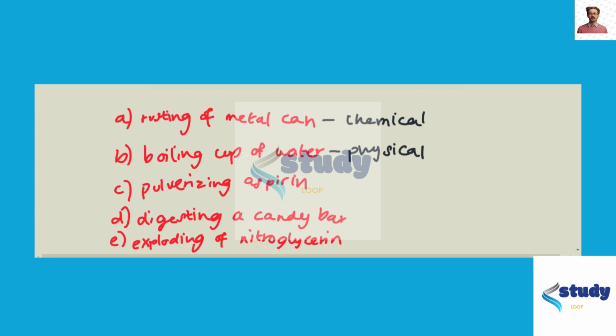Moving on to pulverizing an aspirin, I encourage you to pause the video and think about this one. Pulverizing just means breaking down or crushing or grinding. So in this case, we would be taking an aspirin pill and just crushing and grinding it. This would be a physical change because the individual molecules are not changing. You're just changing the shape, breaking down the pill into smaller pieces. The substance type itself would be the same. So we're going to say that this is a physical change.